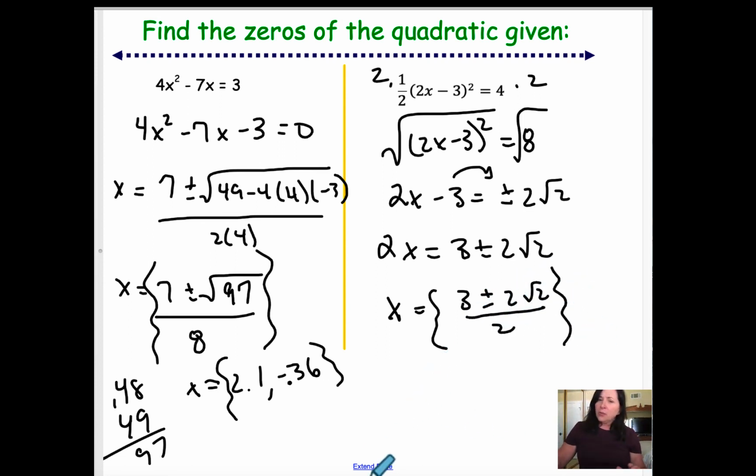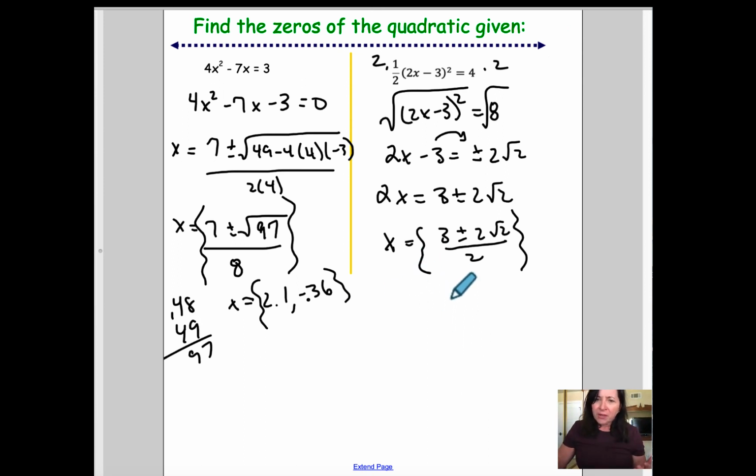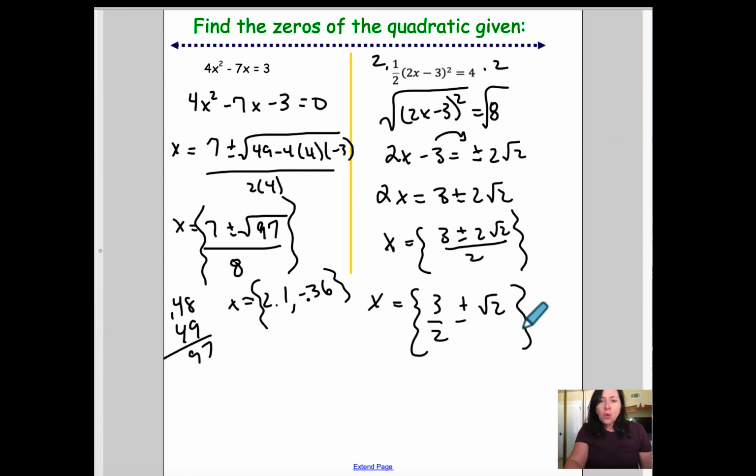And the only other thing, yes, of course, I would expect that you would reduce that if you could. And when you can, I'm saying that's 3 over 2 plus or minus root 2, like that, or make that into a decimal equivalent.